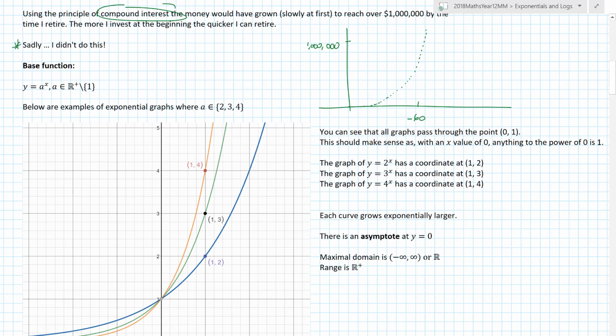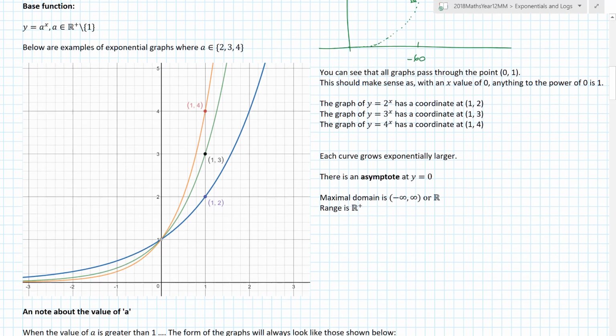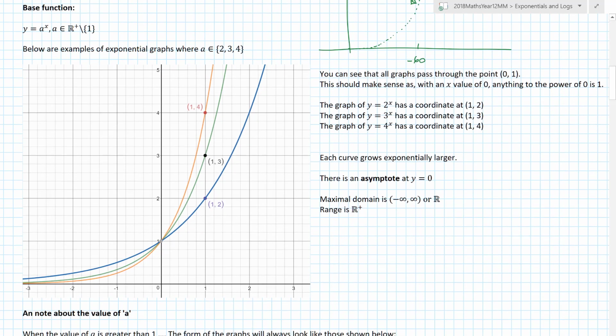But this curve, this general idea here, is called exponential growth. Exponential growth, and that's what we're going to be dealing with. So let's go to this base function. A base function of an exponential has the formula y equals a to the x, where a is a positive real number, but not 1.